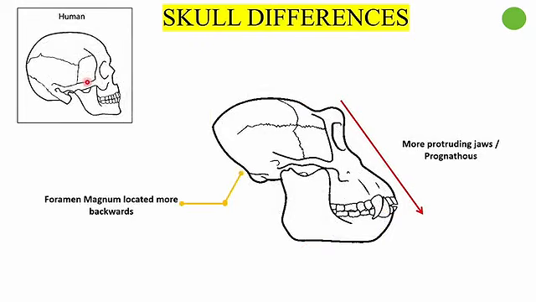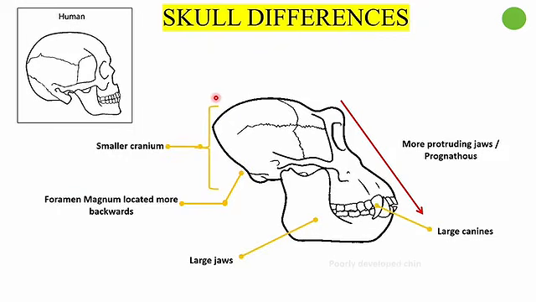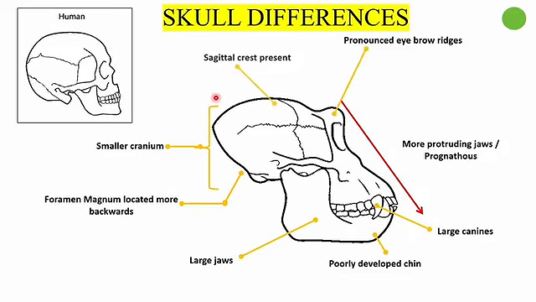The foramen magnum is located more backwards to allow for that parallel entry into our spinal cord, or their spinal cord. A smaller cranium. We also see a large jaw, large canines, poorly developed chin, pronounced eyebrow ridges, and it's got a sagittal crest which is present.